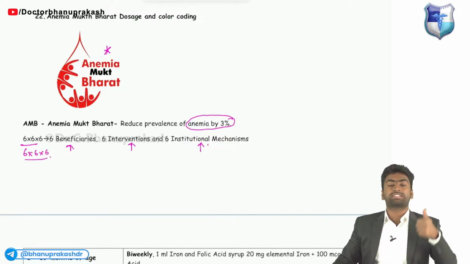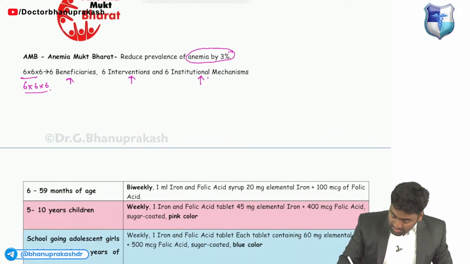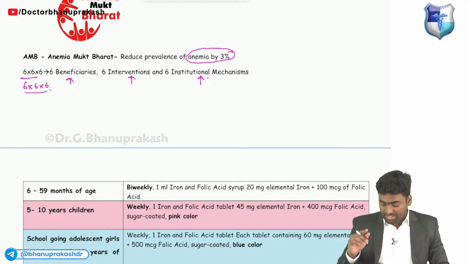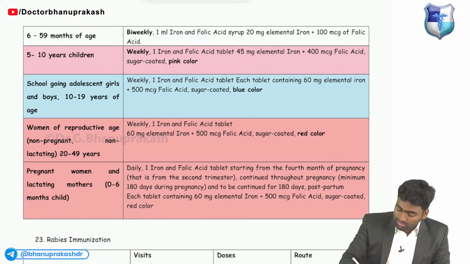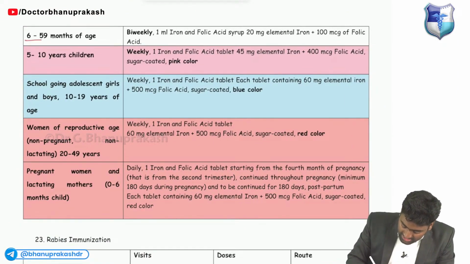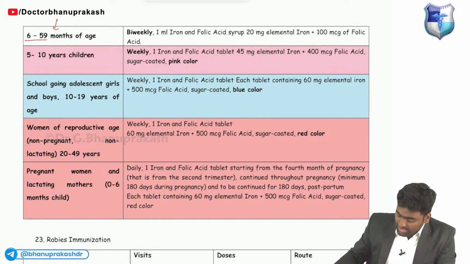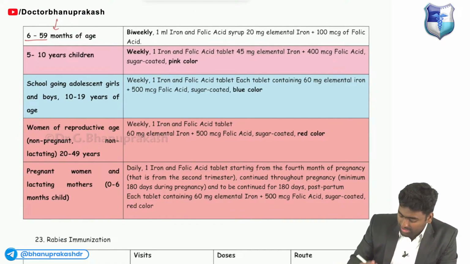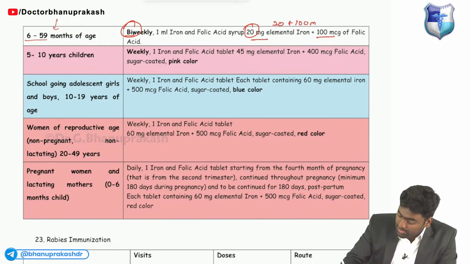Okay, and they will use the 6x6x6 strategy: 6 institutional mechanisms, 6 interventions, and 6 beneficiaries. Who are the 6 beneficiaries? The first one is 6 to 59 months old, the infants. They will be given a biweekly dose of around 20 milligrams of iron along with 100 mcg of folic acid. So 20 plus 100.